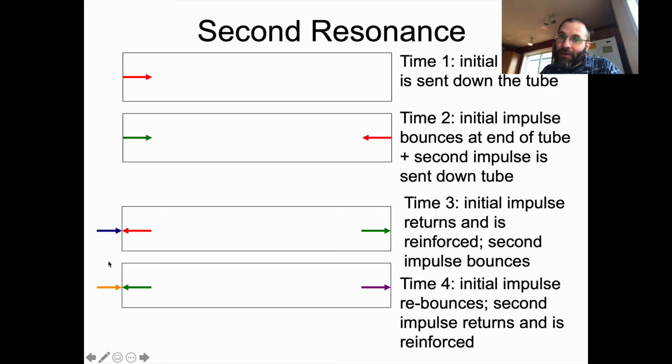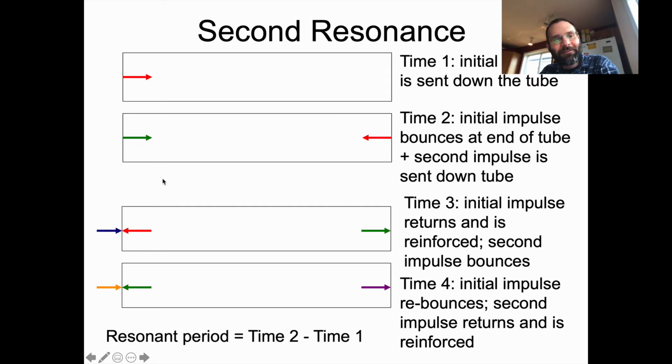What is the period going to be for this resonant frequency? It is going to be the difference in time between pushes. So it's going to be time 2 minus time 1, which is the same thing as time 3 minus time 2, or time 4 minus time 3, and so on and so forth. That's got to be consistent throughout.